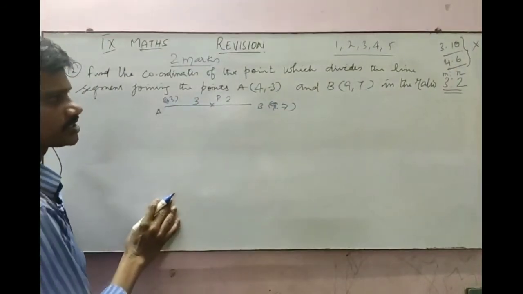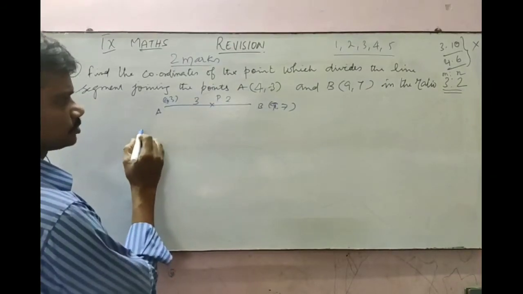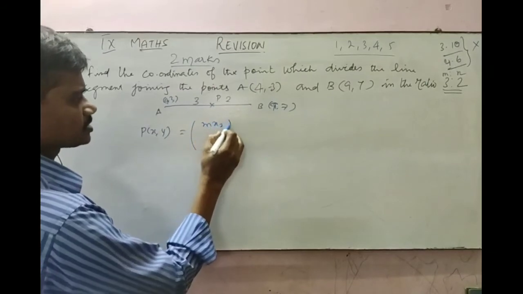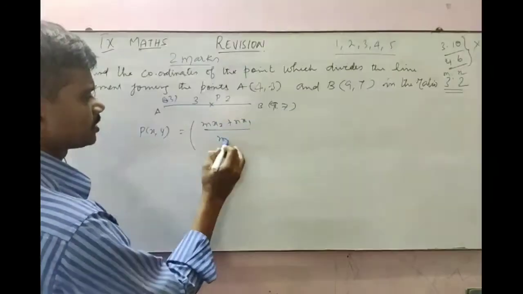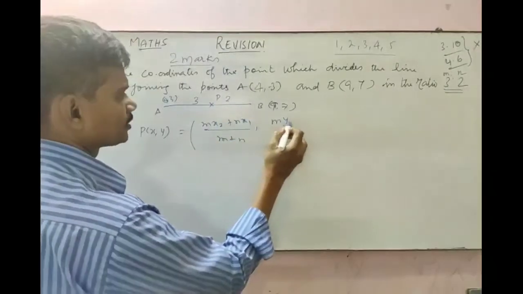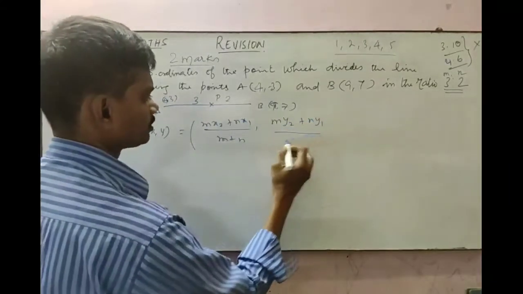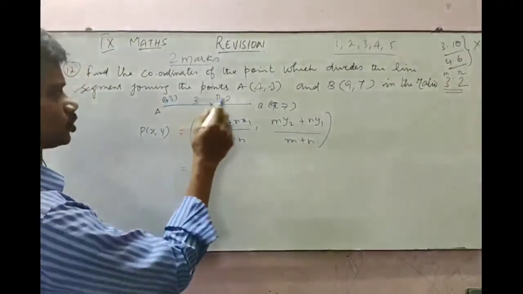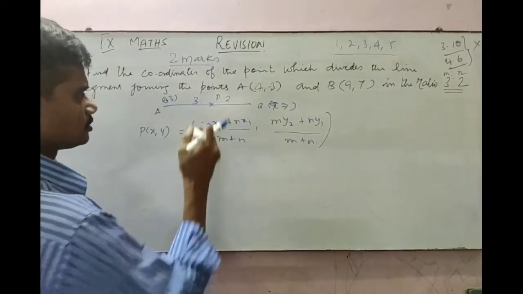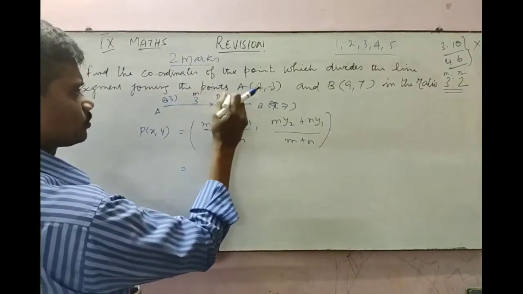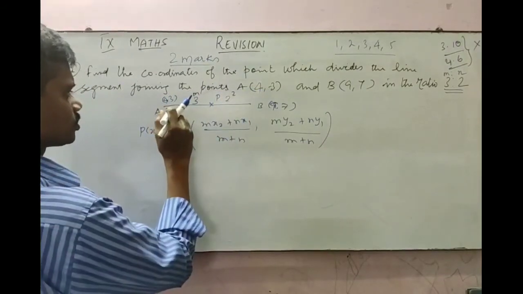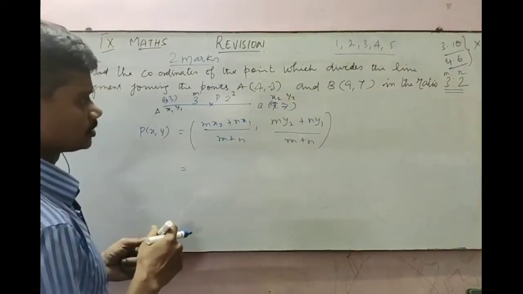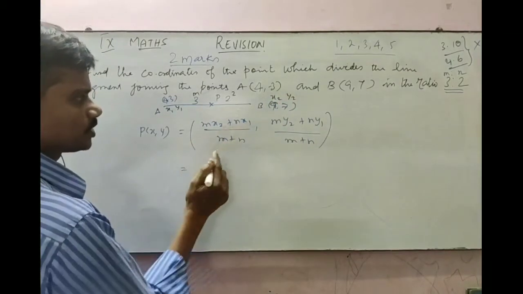So we are going to use the section formula here. So the P of x, y equal to (mx2 plus nx1) by (m plus n), (my2 plus ny1) by (m plus n). So this is the section formula. Here the m is 3 and n is 2. Here the coordinates are x1 and y1, A, and the B is x2, y2. Using these values, substitute those values here.